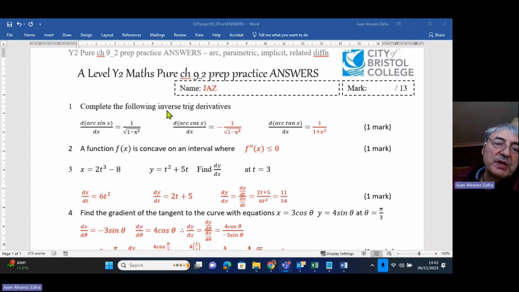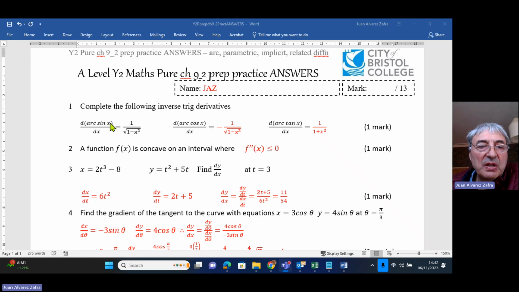Question 1. For this question you need to be aware of the results for differentiating inverse trig functions, arc sine, arc cos and arc tan. These are standard results. You might be expected to know how to obtain these results, but most importantly, you need to know the results, some of which you'll find in the formula booklets.